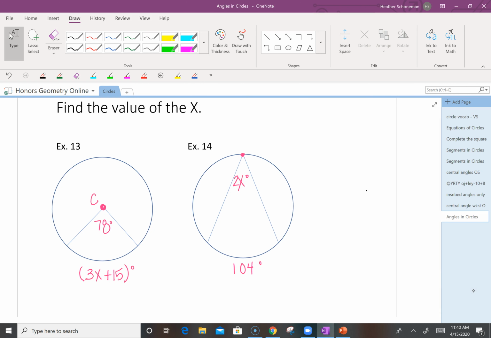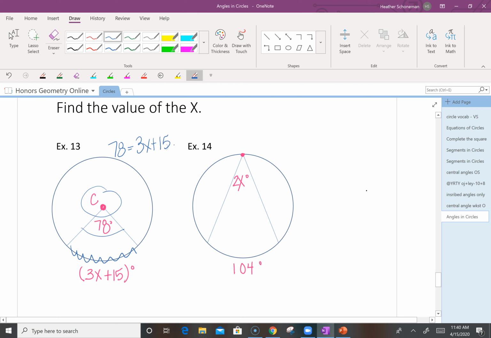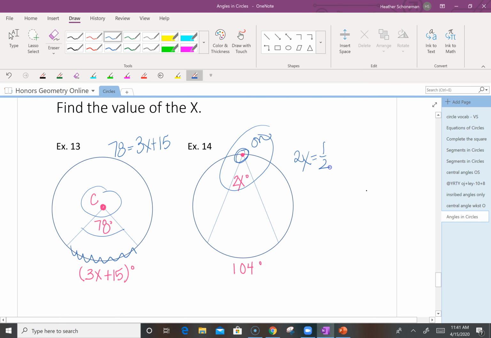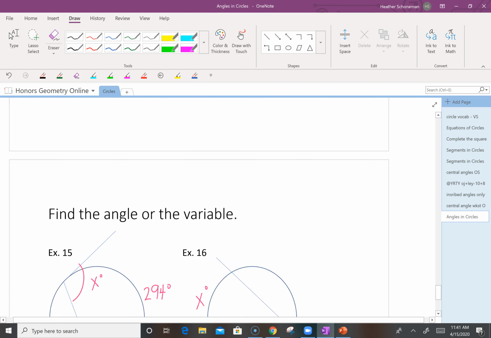If you're looking at number 13, I'm not going to solve the whole problem, but the vertex is right there on the center. So because it's on the center, the angle, which is 78, equals the intercepted arc, which is 3x plus 15. Okay? Number 14, the vertex is on the circle. When it's on the circle, the angle, which is 2x, because the angle is right next to the vertex, equals 1/2 of the intercepted arc. The intercepted arc is 104. So you take half of 104 and then divide by 2.